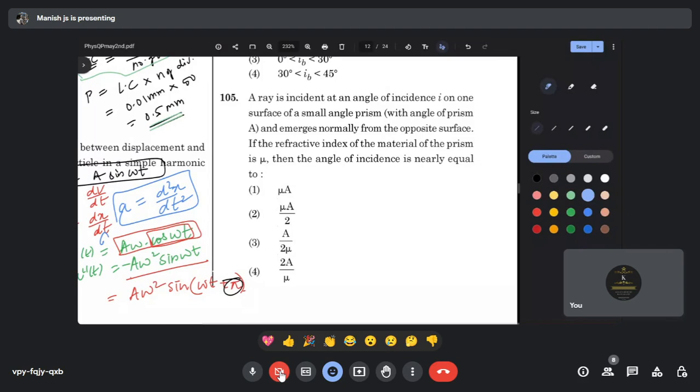Okay, so what is the angle of incidence nearly equal to? Again, what is the given data? You write down. Try to represent this question also. If you're able to illustrate, well and good. Just try this. We'll see. I'll help you out.